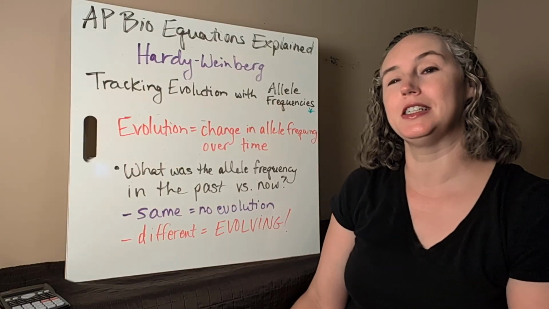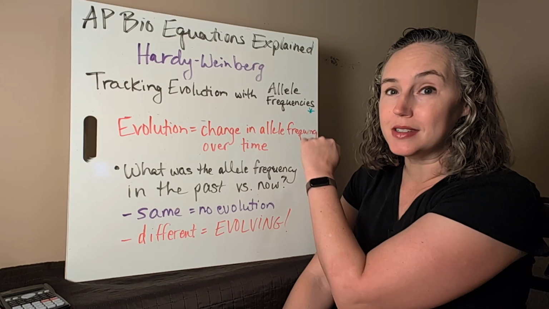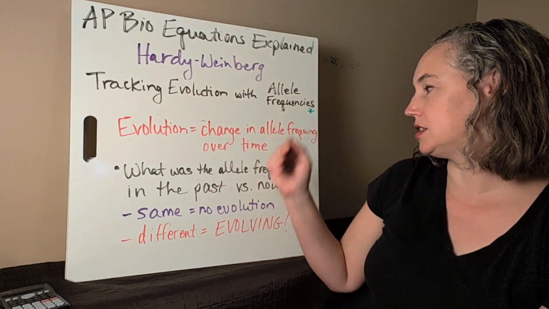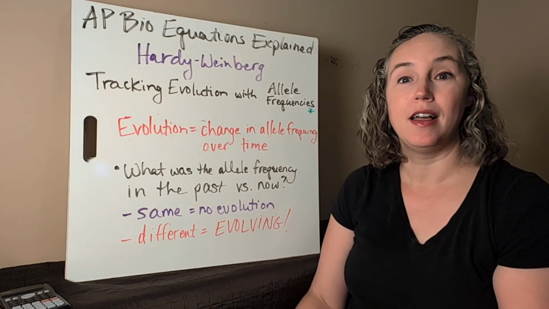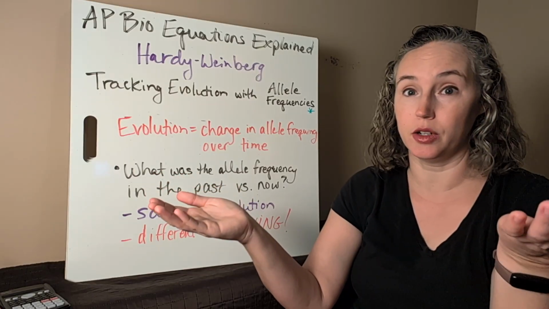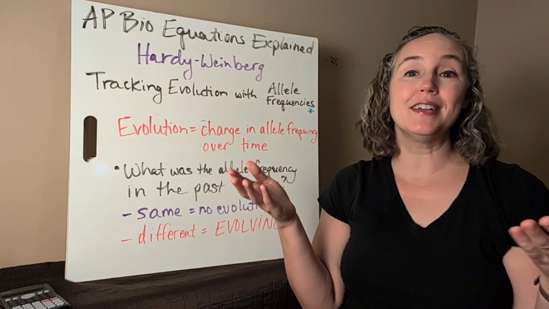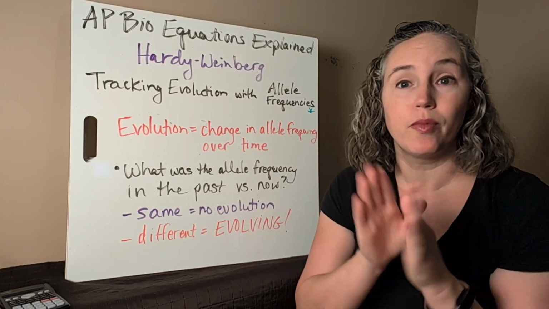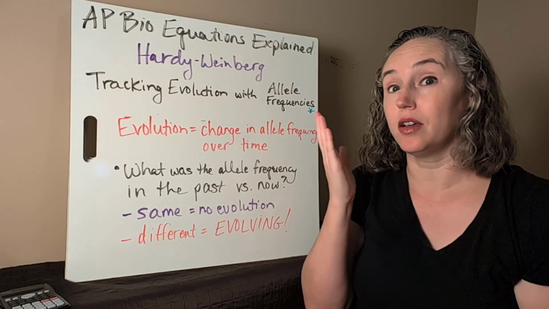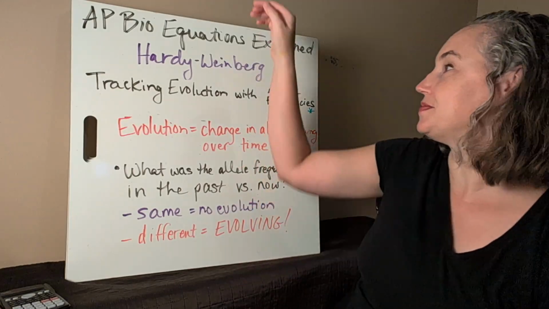So AP Biology defines evolution as a change in allele frequency over time. And what Hardy-Weinberg allows us to do is answer a question like, if this was the allele frequency in the past and this is the allele frequency now, is evolution happening? If the allele frequencies are the same, the population is not evolving. But if the allele frequency is different, then it is.